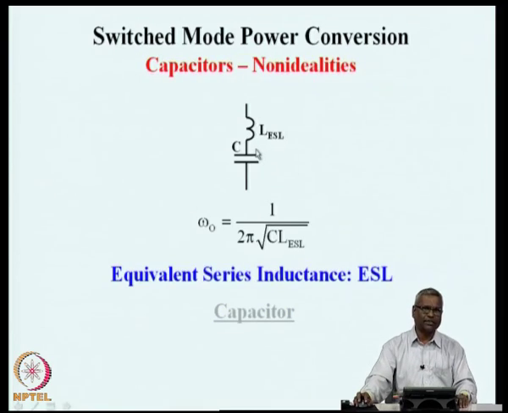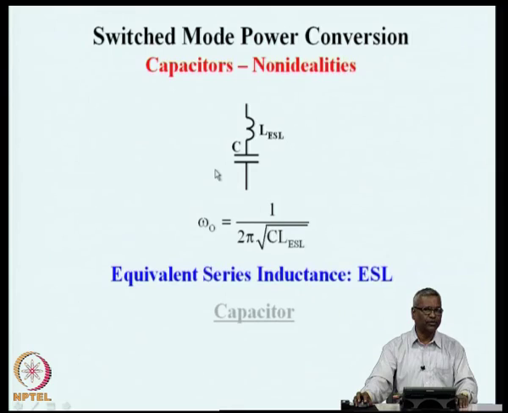The ESL has a different consequence in the capacitor. On account of the self-inductance, the capacitor and the self-inductance can form a resonant circuit, and this resonant frequency is 1 by 2 pi root C into L, this product. So, on account of this inductance, as you go to higher and higher frequencies, there is a resonance in the circuit which can give rise to damage to the capacitor, or if you go beyond the resonant frequency, the complete element will behave only like an inductance, and these are also bad things.